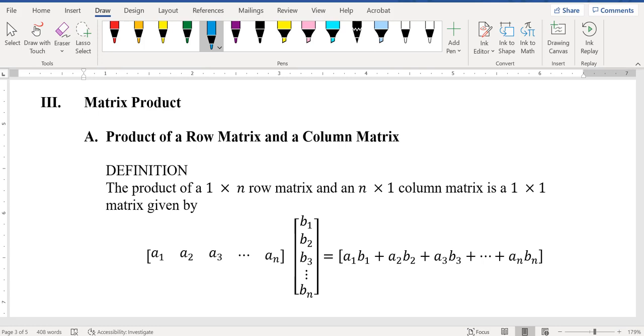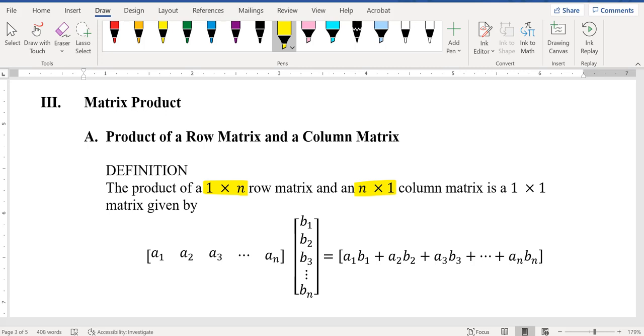Okay, now we're going to look at a matrix product. So a product of a row matrix and a column matrix. Something I want you to notice. The product of a 1 by n row matrix and an n by 1 column matrix is a 1 by 1 matrix given by, here's your formula.